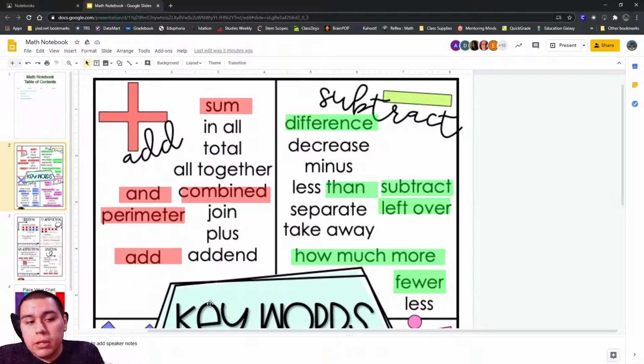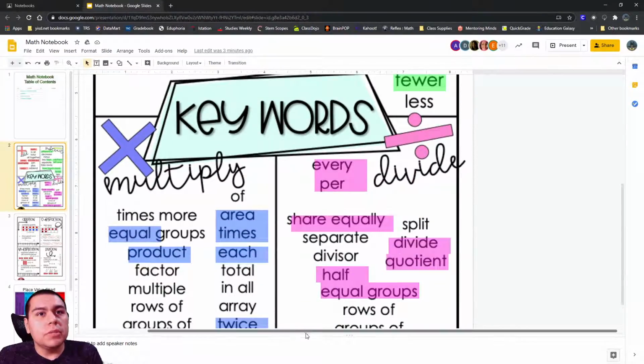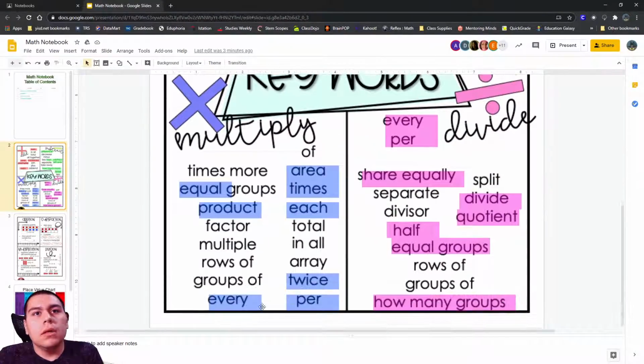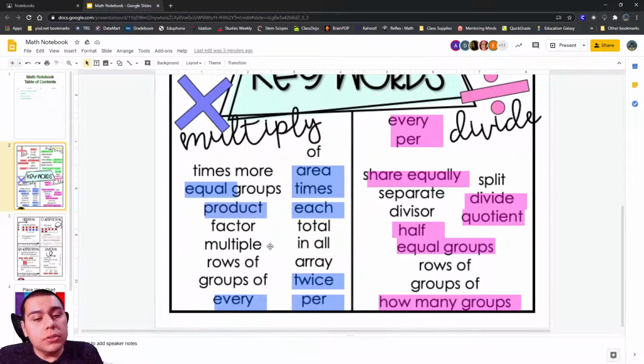Now, the other thing I want to talk about, and we're going to do two today because we didn't get a chance to yesterday, is multiplication. Multiplication also has some keywords. So, keywords for multiplication, they might say times more. So they might say 2 times more, 5 times more, 10 times more, like we were doing right now.